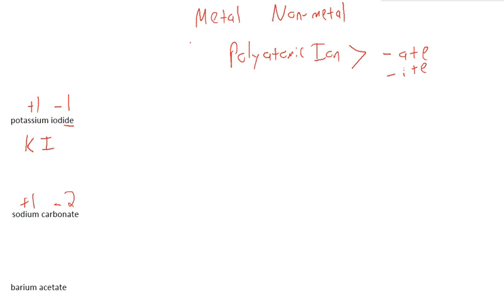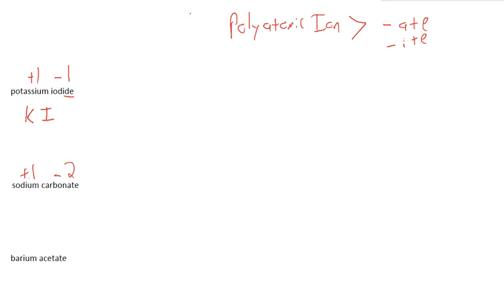Okay. So the +1 and the -2 do not equal each other out. So what we do in this case is something called the criss-cross method. All we do is we take the oxidation state for the positive ion and we're going to write it as a subscript behind the negative ion. And we're going to take the other one and write it this way.